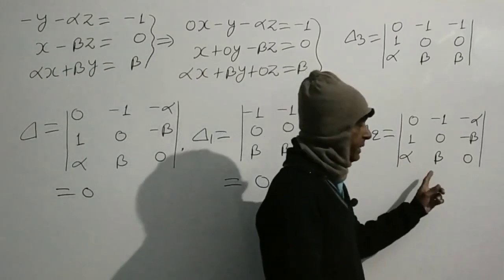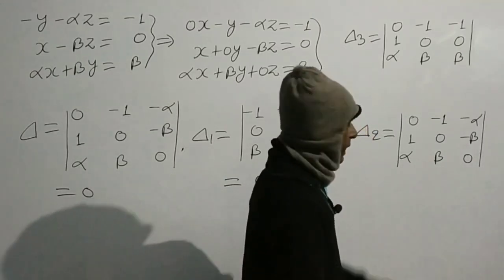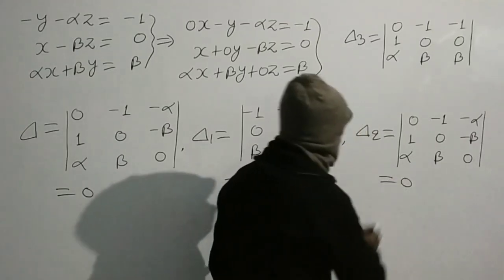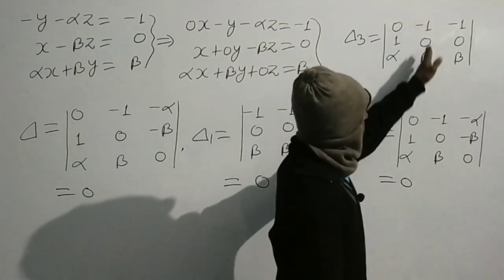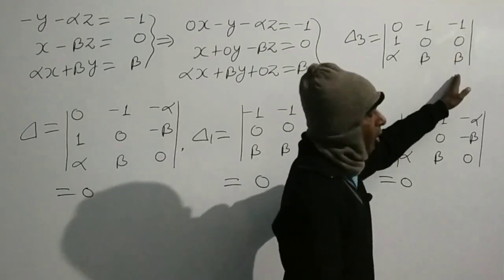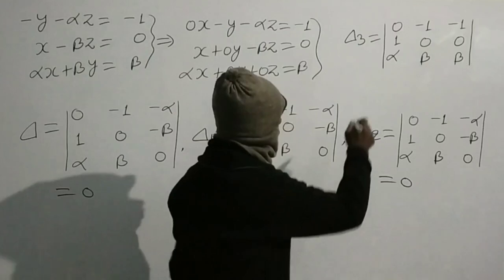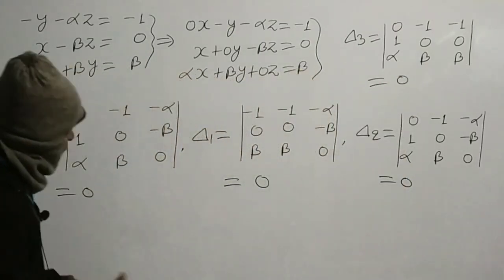This is a skew symmetric determinant. Therefore, the value of this determinant will be equal to 0. In this determinant, the second column and third column are identical. Therefore, the value of this determinant will also be equal to 0.